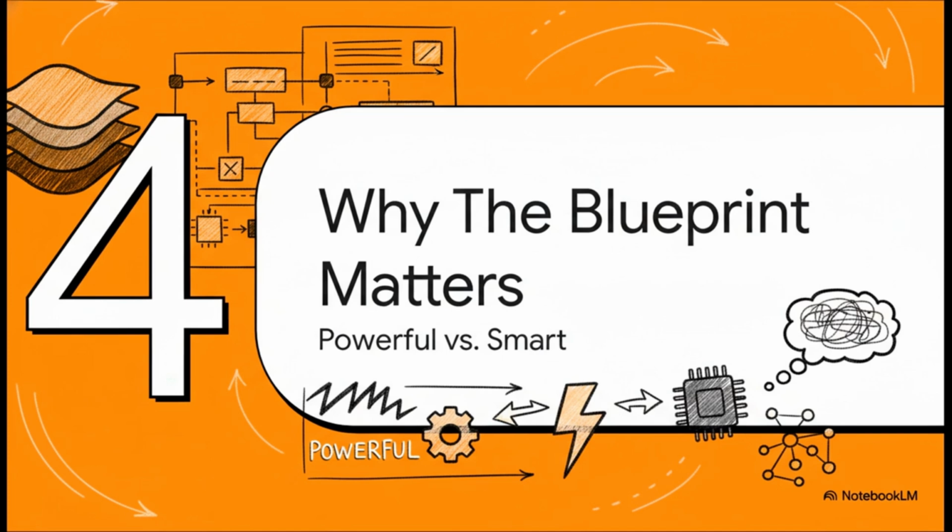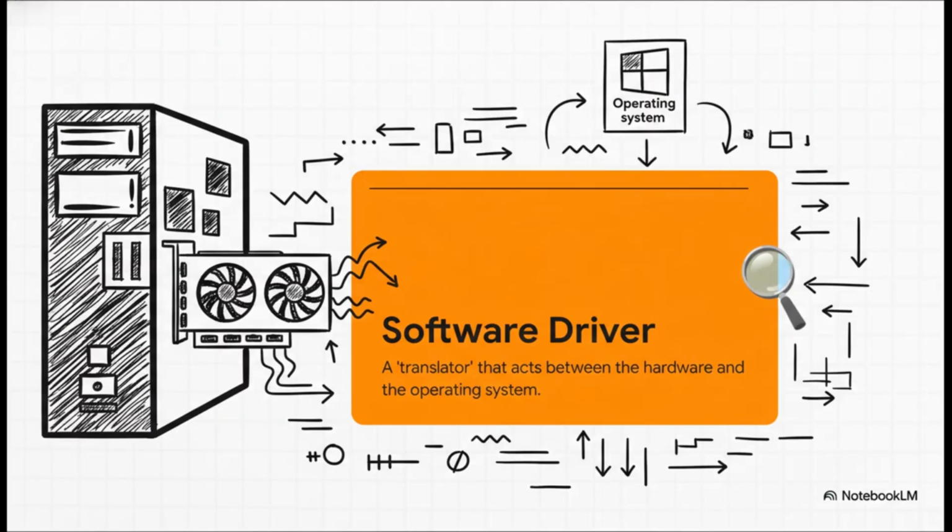Okay, so we've been deep in the weeds with layers and models and all this abstract stuff, but why does any of it actually matter? Why do we even need these blueprints? Well, it all comes down to making our technology not just powerful, but making it smart. Let me give you a quick analogy.